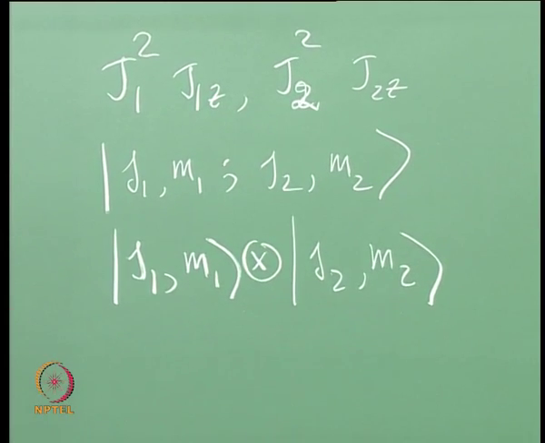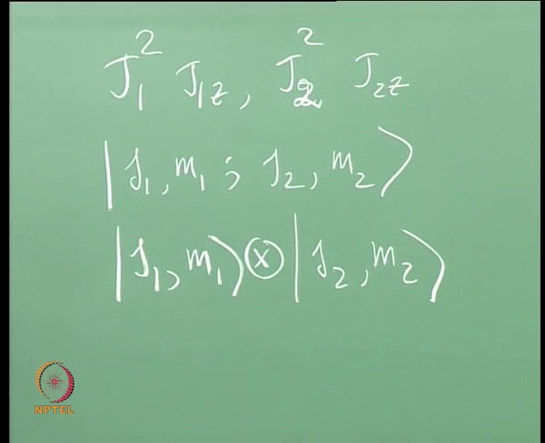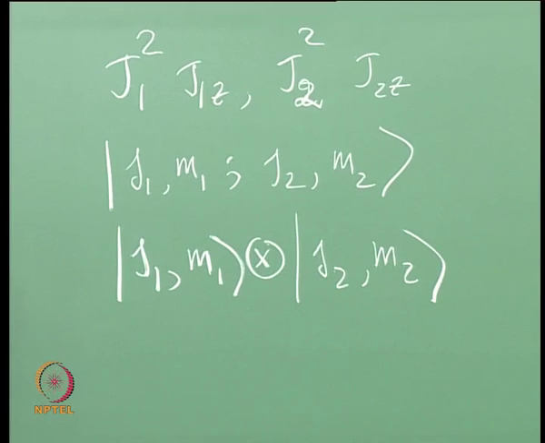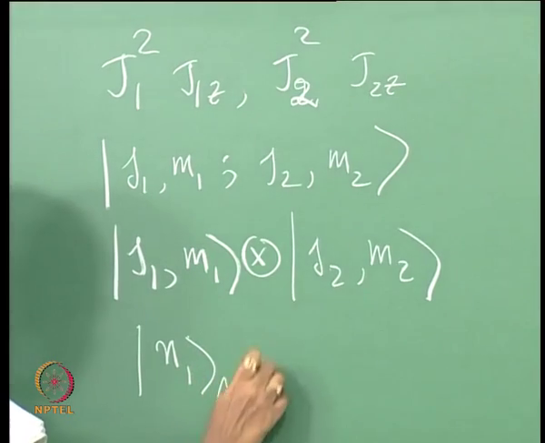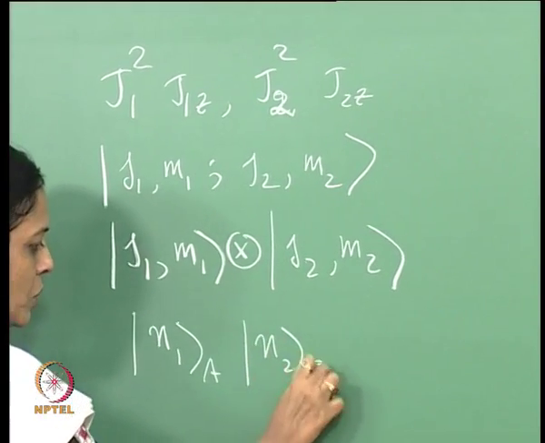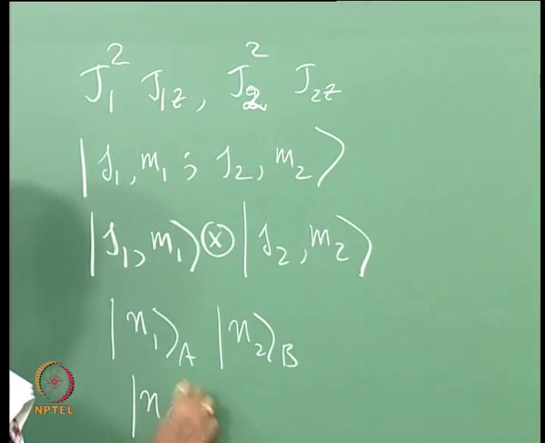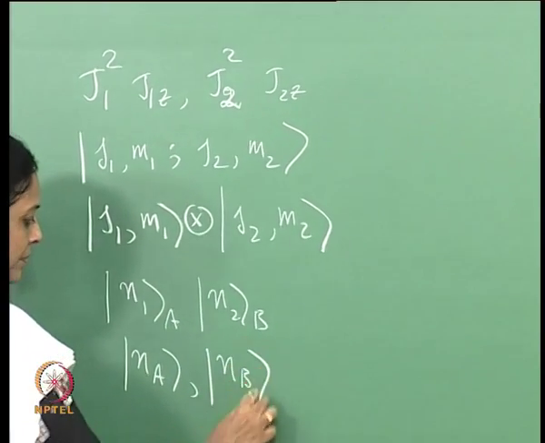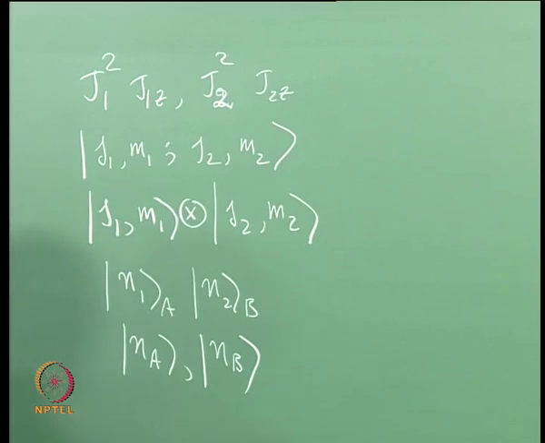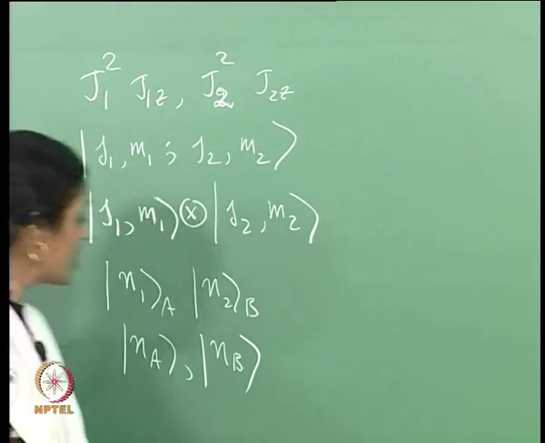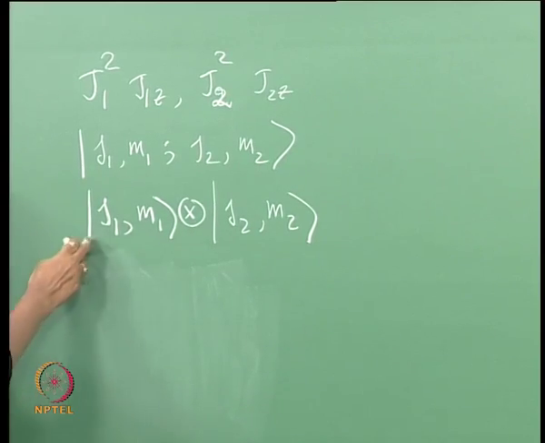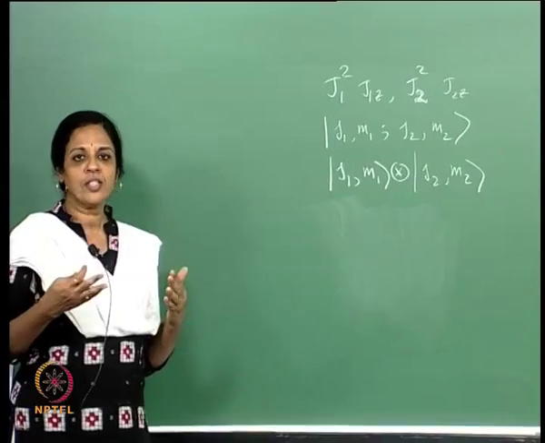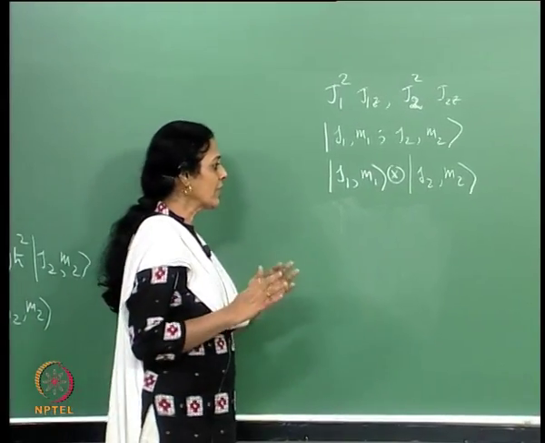We have come across this kind of a situation earlier when we discussed composite systems. You will recall that in the case of the harmonic oscillator, we had state labels N1 corresponding to system A and N2 corresponding to system B. Perhaps you would like to call it NA and NB. In the same sense, here I have the following basis states: J1 M1 for the first system and J2 M2 for the second system.